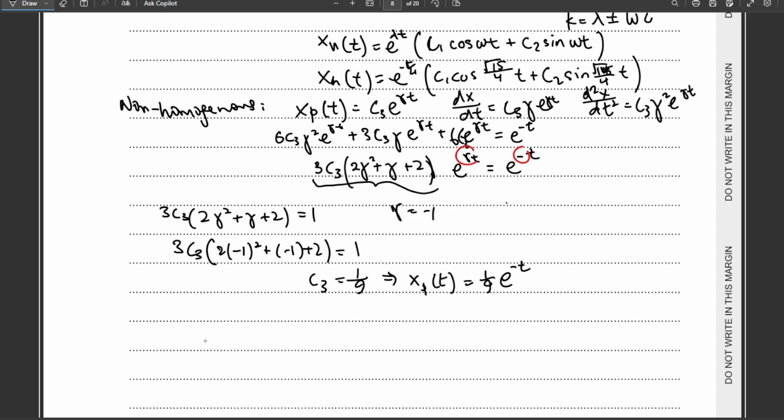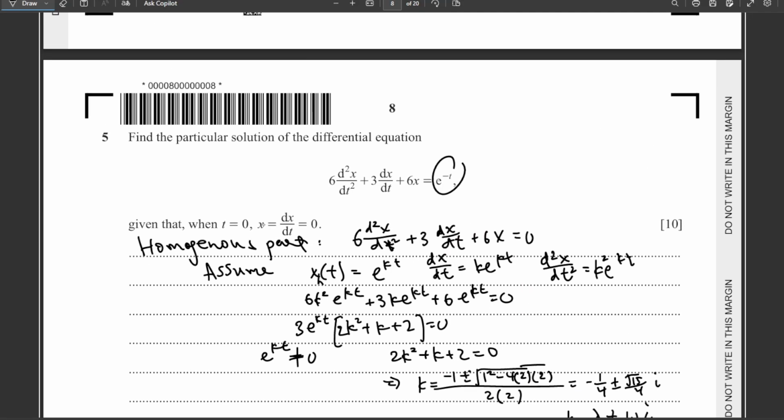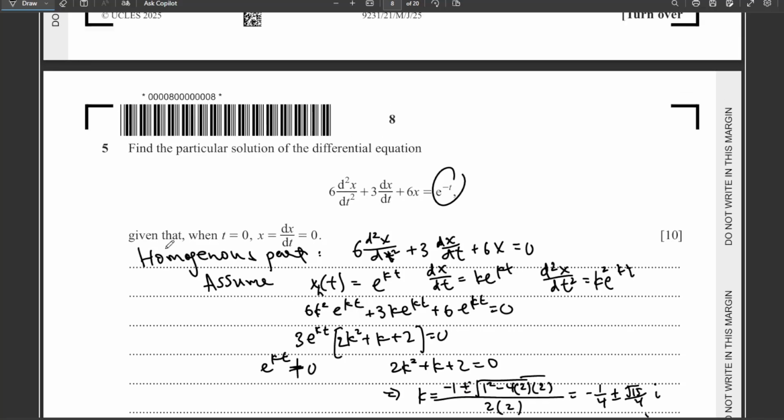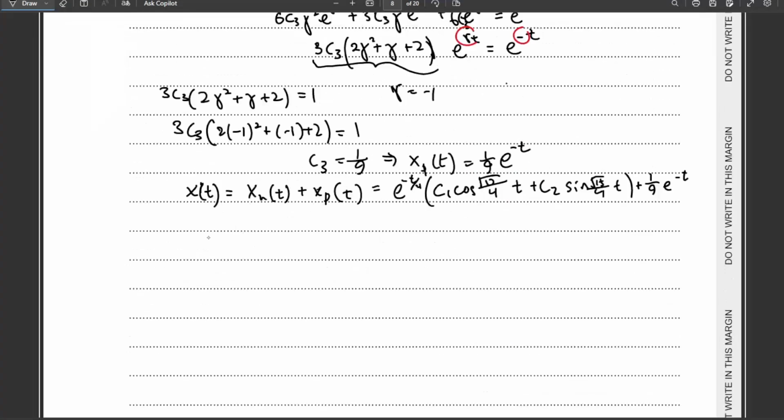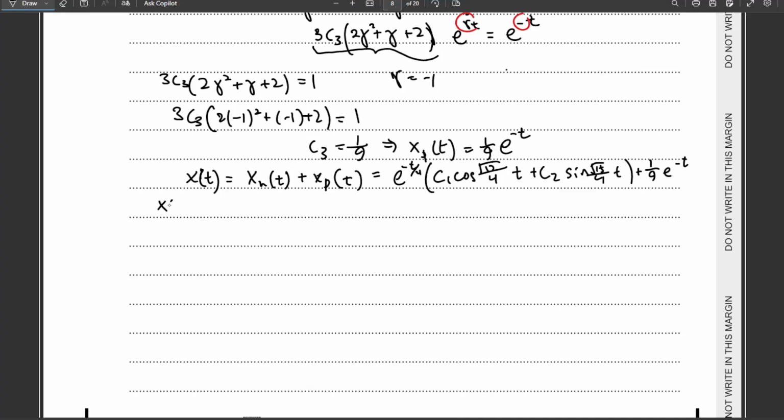Then now we can solve for the general solution. Our general solution x of t will be composed of the sum of the homogeneous and the non-homogeneous parts, which will be this long expression. We also have some initial conditions: when t is 0, x and dx/dt will be 0. So let's say x(0) is 0, and also dx/dt evaluated when t is 0 is also 0.